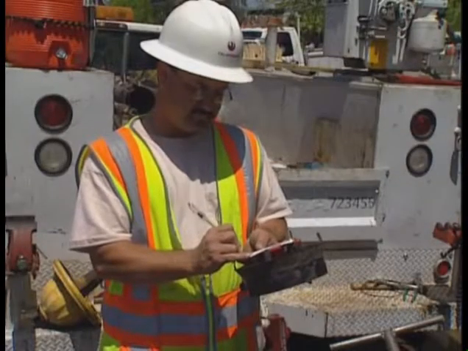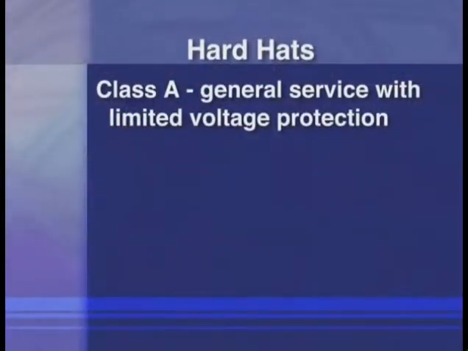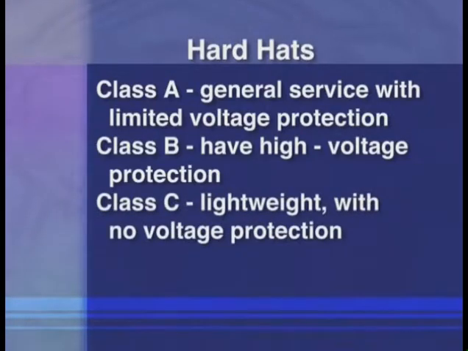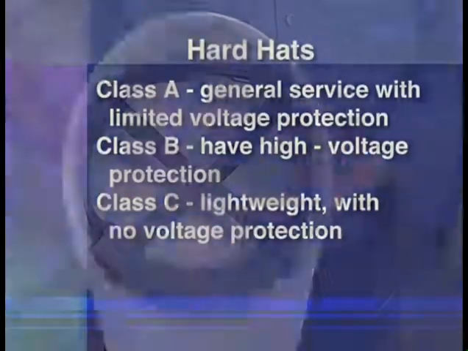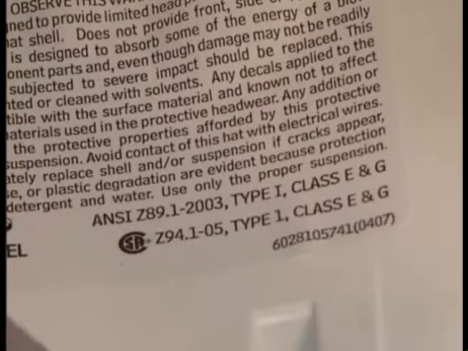It's important to know and select the right hard hat for the right job. Class A hard hats are for general service and have limited voltage protection. Class B, used by electrical workers, have high voltage protection. Class C hard hats are designed for lightweight comfort and protection and have no voltage protection. The type of hard hat is found on the inside of the shell, where the manufacturer, ANSI designation, and class is listed.